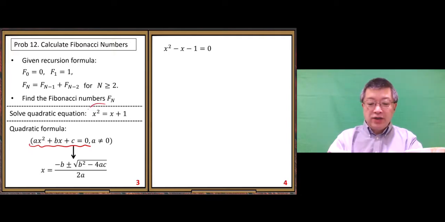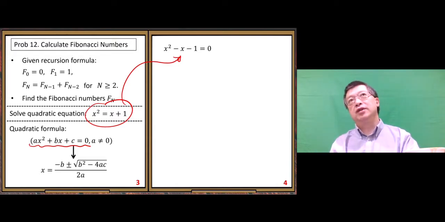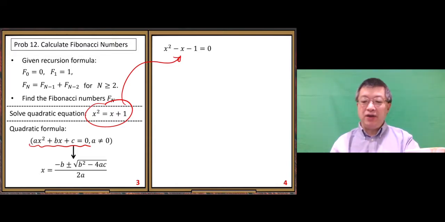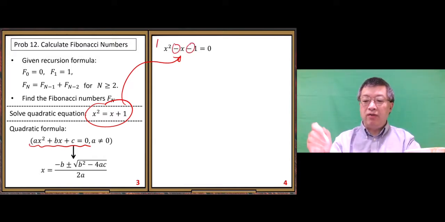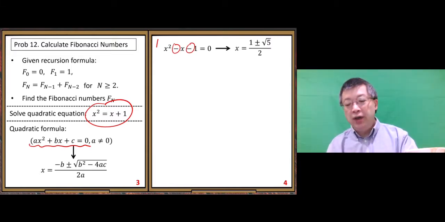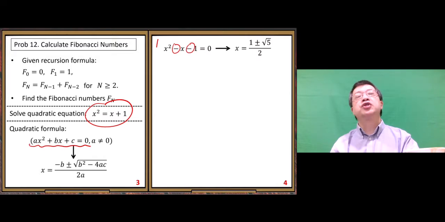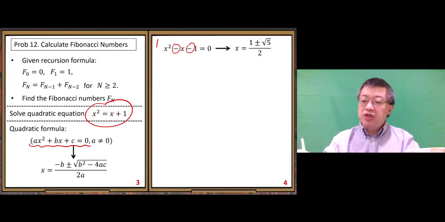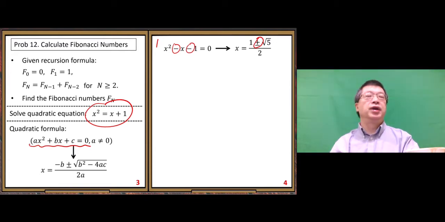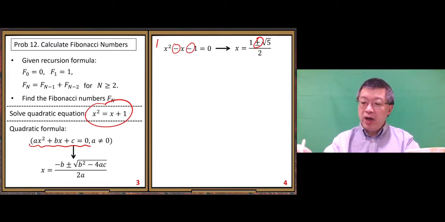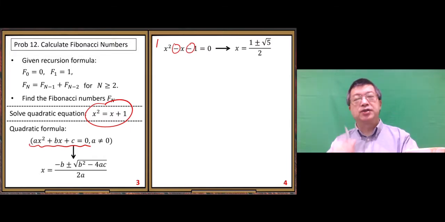So you can see we can easily write it to this standard form, standard ABC. So we have the value A equals 1, B equals negative 1, C equals negative 1. So you plug into your quadratic formula, and you get x equals (1 plus or minus the square root of 5) over 2, because there are two possible solutions. The first time you use plus, the second time you use minus. Two solutions.